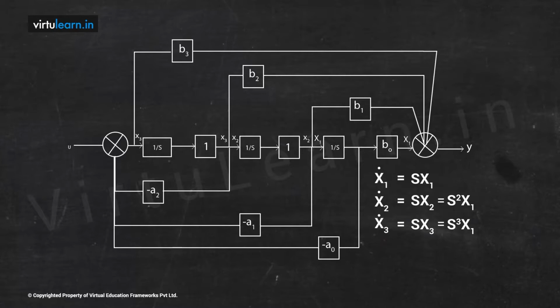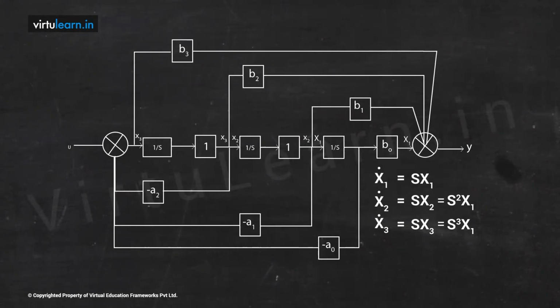Then look at the second integrator. I have x2 and the input to that is x2 dot, which means s into x2, which means s square into x1. So this is s square into x1. Look at the third one. In the third one, the input to the third integrator is x3 dot. So x3 dot I can write as s cube x1, because we have 3 integrators, therefore it is s cube x1.